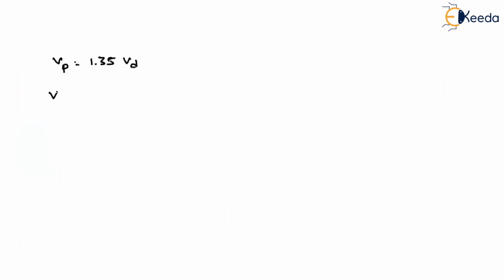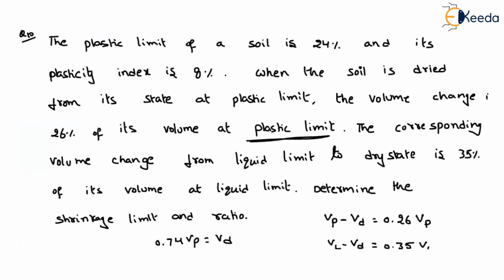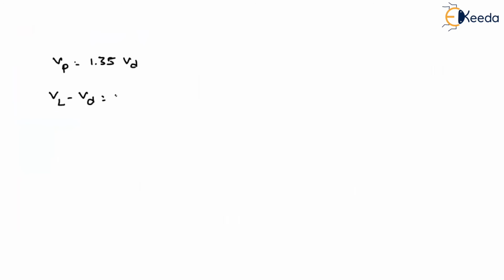Similarly, take the second one. The second one is given as VL minus VD equal to 0.35 VL. That implies if we take this to the left side, 1 minus 0.35, that means 0.65 VL, which will be equal to VD when taken to the right side. How can I get the volume at the liquid limit? 1 divided by 0.65, which is around 1.54 VD.